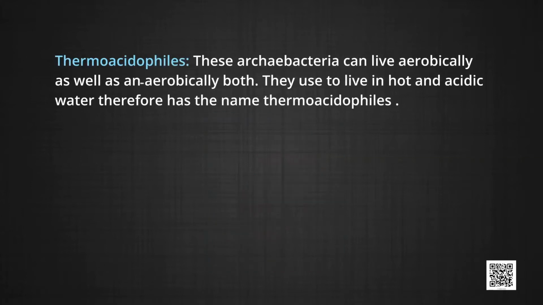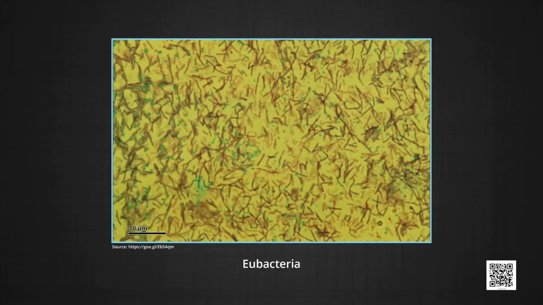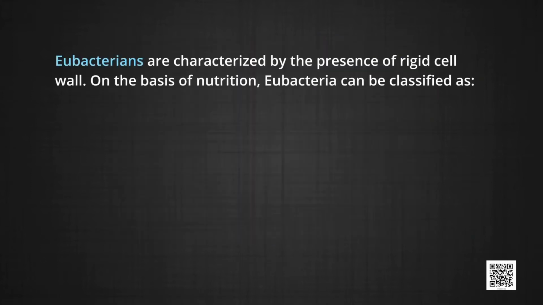Thermoacidophiles. These archaebacteria can live aerobically as well as anaerobically. They live in hot and acidic water, therefore they have the name thermoacidophiles. Eubacteria. Eubacteria are characterized by the presence of a rigid cell wall.